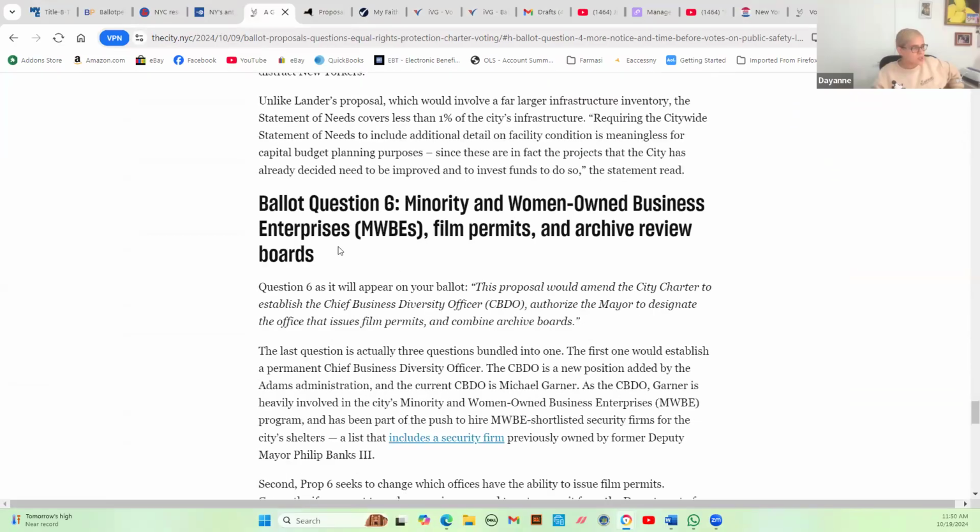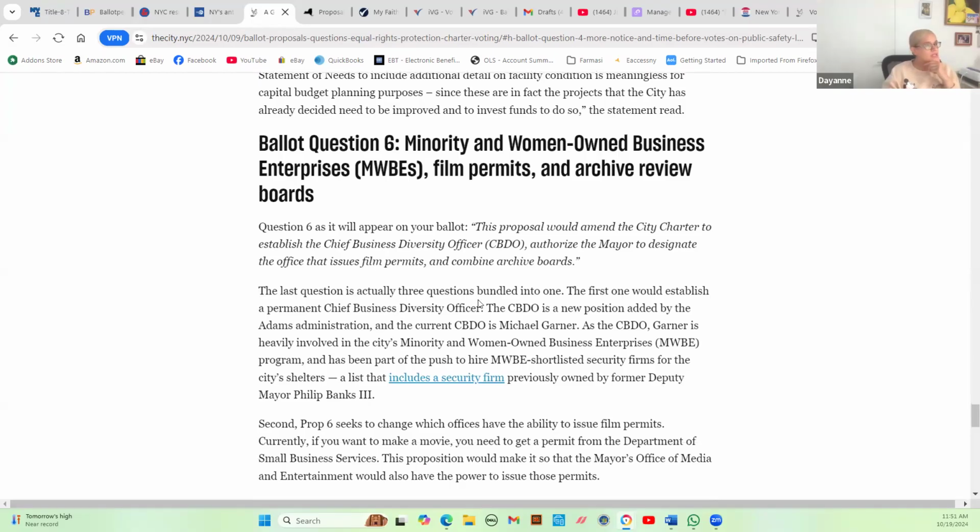Okay, ballot question 6. Again, on here it's 6. On my ballot, it's not coming up as 6. Just look at the title. Minority and Women-Owned Business Enterprises, Film Permits and Archive Review Boards. Question 6, as it will appear on your ballot: this proposal would amend the city charter to establish the Chief Business Diversity Officer, authorize the mayor to designate the office that issues film permits and combine archive boards. The last question is actually three questions bundled into one.